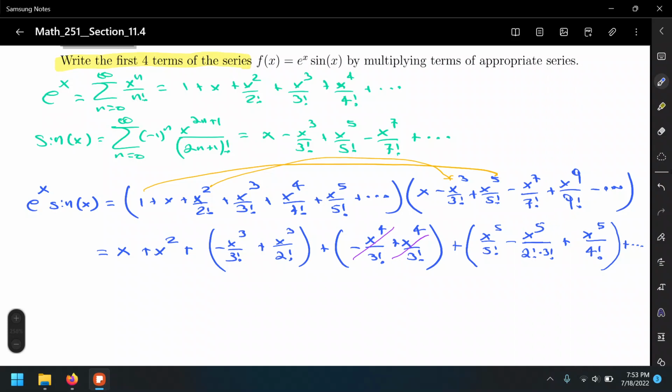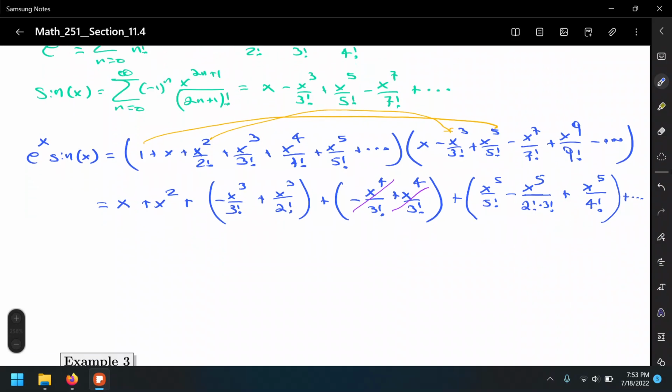And well, let's see. Once we combine these like terms, so that's e to the x sine x, so that's x plus x squared plus, okay, x cubed over 3 factorial and x cubed over 2 factorial. Once we combine these 2, that should give us x cubed over 3. And well, this combined to 0.